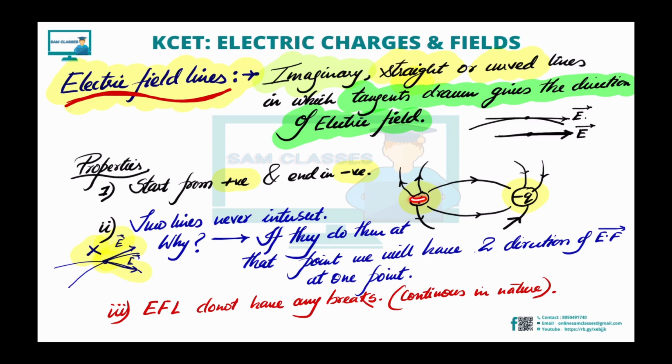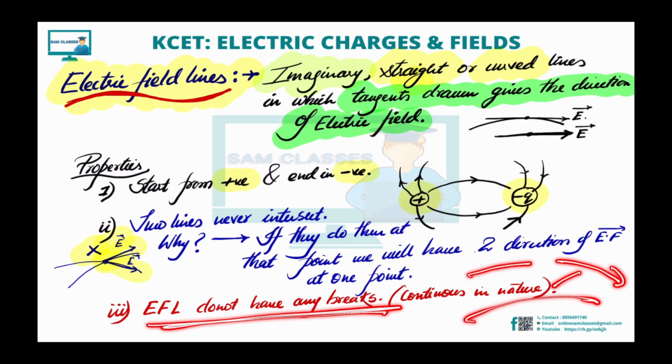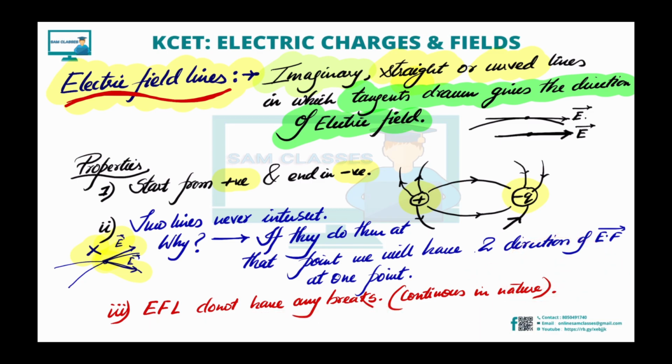Now, what are the properties? First, they start from positive charge and end at negative charge. Second, they never intersect. Why? If they intersect at one point, we would have two directions of electric field at that point, which is not possible. Also, electric field lines do not have any breaks. They don't go on halfway and then break. This is not there, because they are continuous in nature.